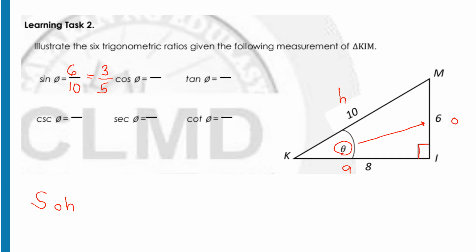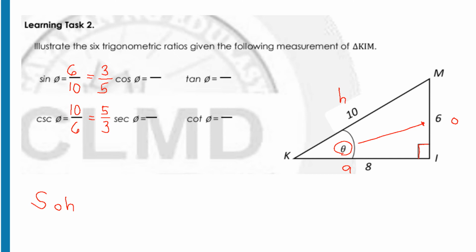Okay? Now, kasunod natin na function ay yung reciprocal of sine function, which is the cosecant function. So the reciprocal of 6 over 10 is 10 over 6. And of course, the reciprocal of 3 over 5 is 5 over 3. So nakuha na natin yung reciprocal function ng sine, which is cosecant. And the answer is 5 over 3.